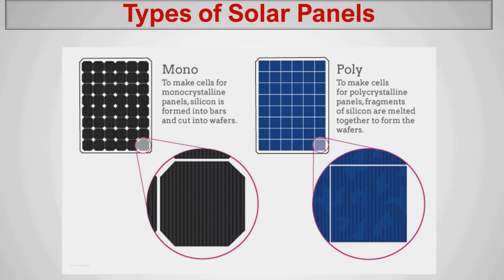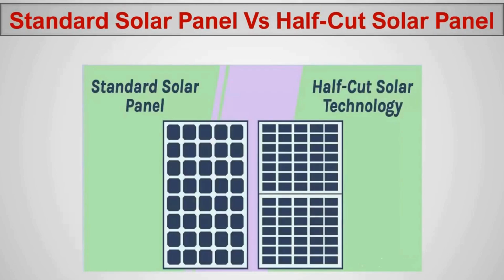Next, let's move on to standard solar panels versus half-cut solar panels. For many years we have had standard solar panels. The half-cut solar panel technology was introduced only in recent years, I think last year. Half-cut technology means we cut the standard cells in half and make more cells compared to the number of cells here. Here we have 8 cells, but here we have double, 16 cells in one column.